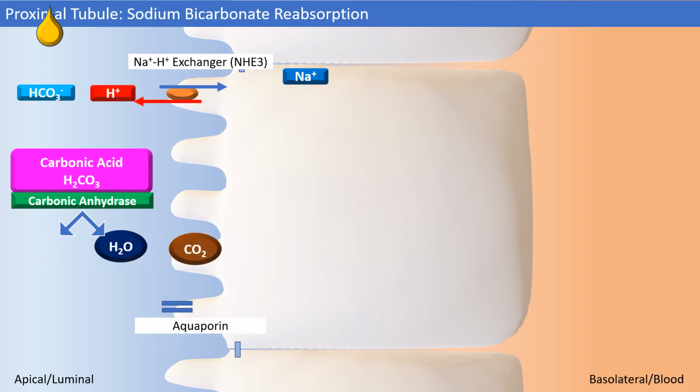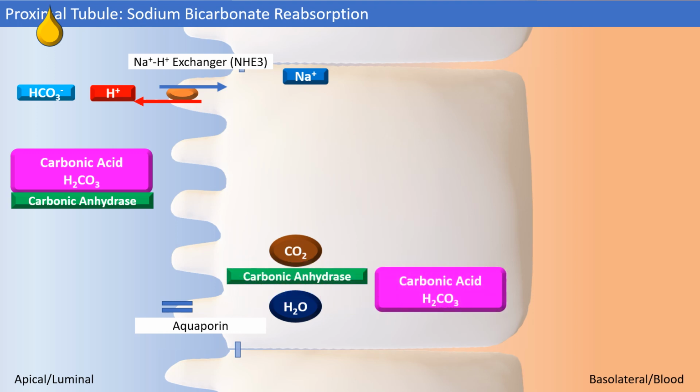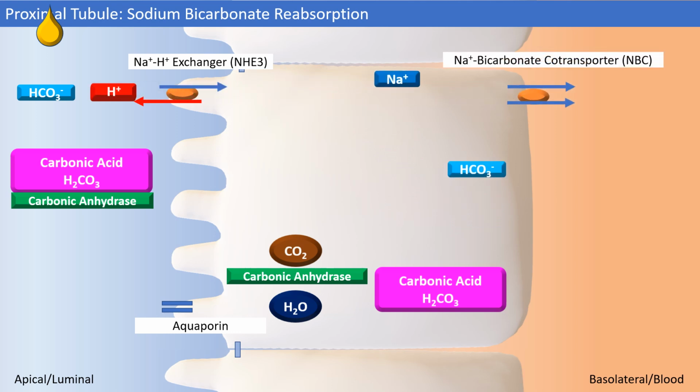CO2 freely diffuses across the cell, while water crosses the cell via aquaporin channels. Inside the cell, carbonic anhydrase recombines CO2 and water to reconstitute carbonic acid. Carbonic acid then redissociates into a proton and bicarbonate. The proton returns to the lumen to pick up another bicarbonate to reabsorb, while the regenerated bicarbonate gets reabsorbed along with sodium into circulation via the sodium bicarbonate cotransporter.